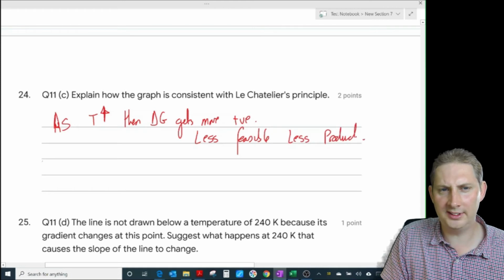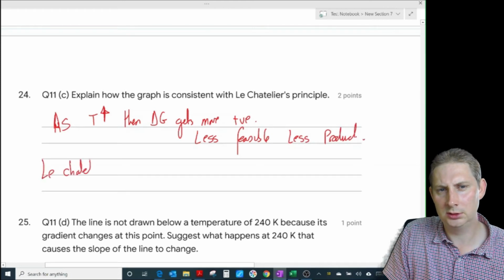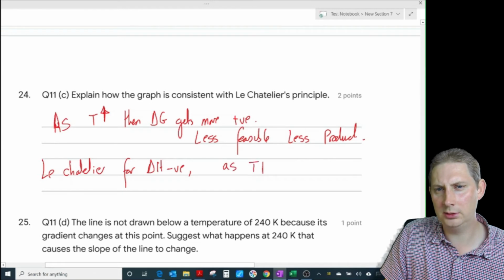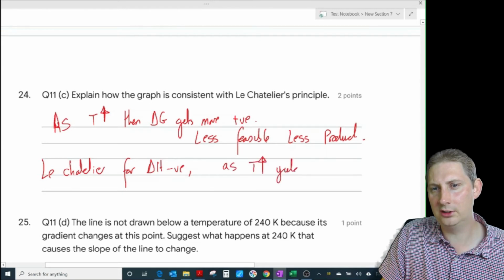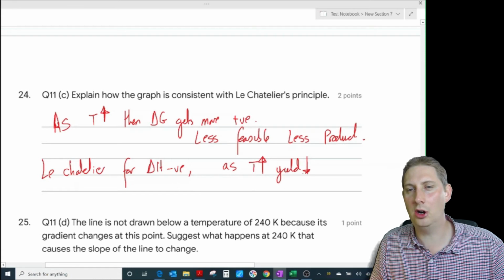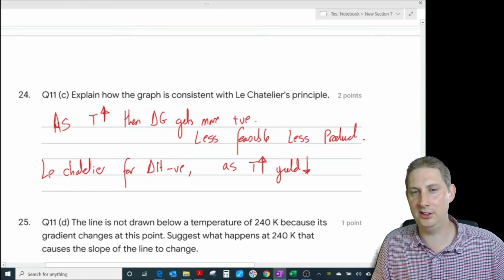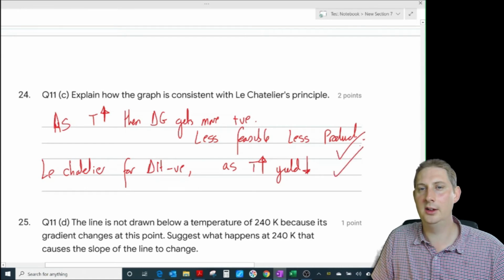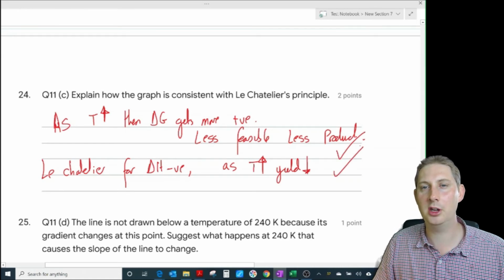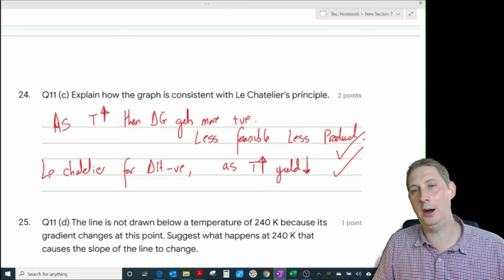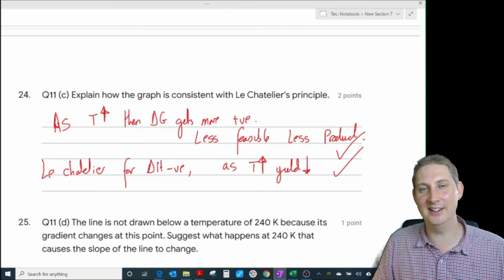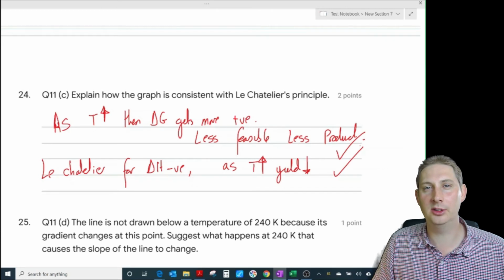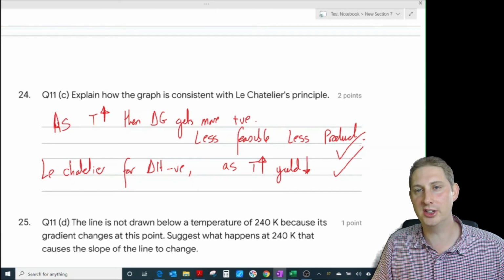What Le Chatelier would say, for an exothermic reaction, as the temperature goes up, the yield goes down because it favours the endothermic reaction, and therefore these two things agree with each other. Both of them say as the temperature goes up, you get less product. And of course now you are explaining Le Chatelier here, really, aren't you? You're using entropy to explain the fundamental basis of Le Chatelier's principle.